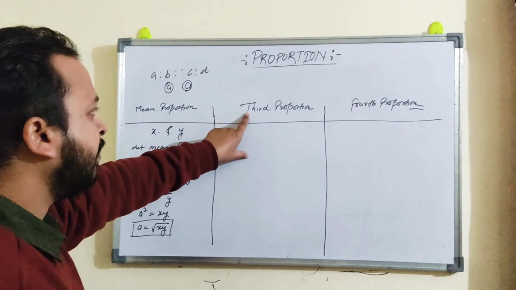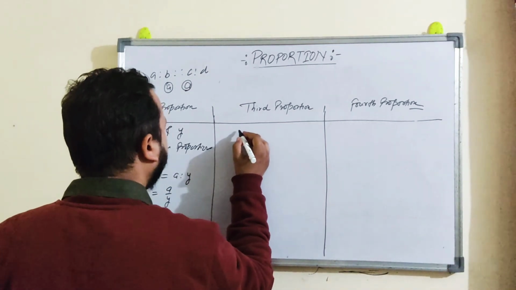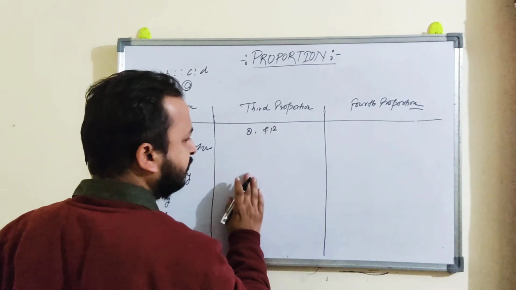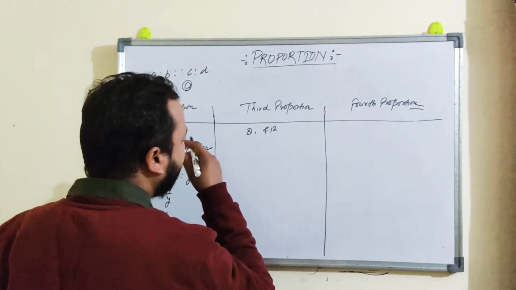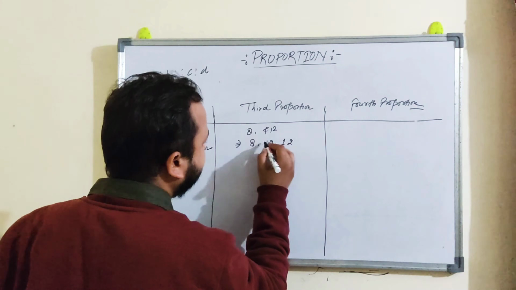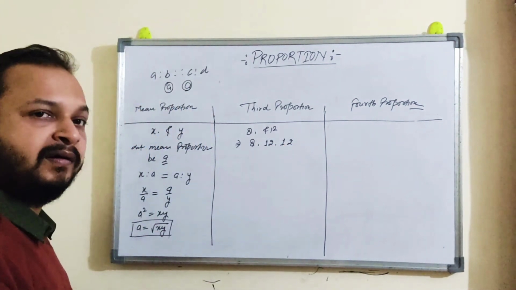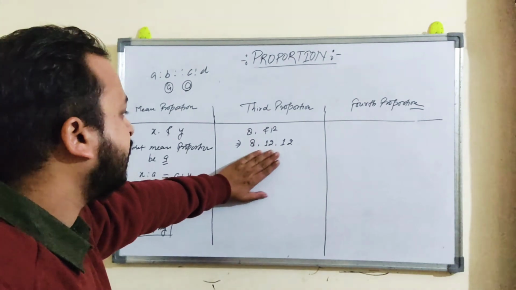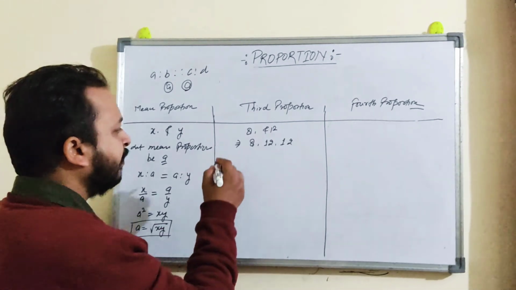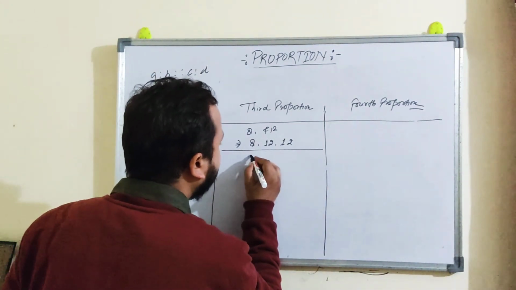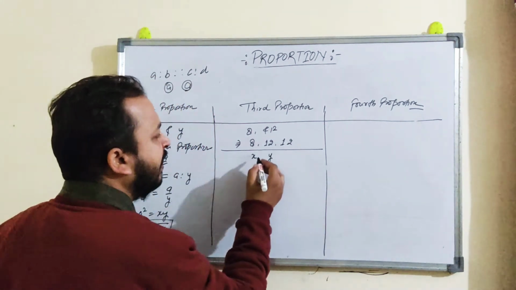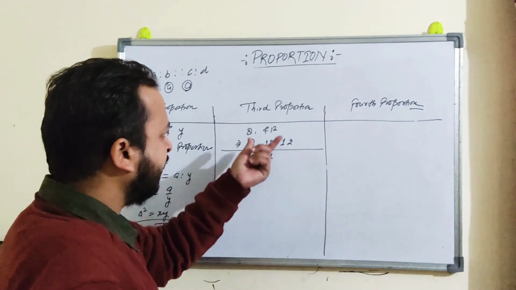If we are talking about third proportion and they ask you to find the third proportion of 8 and 12, what you have to do is write it like this: 8, 12 and 12. For third proportion, they give only two quantities. So for the formula, if we take them as x and y, they are given and you have to find the third proportion.